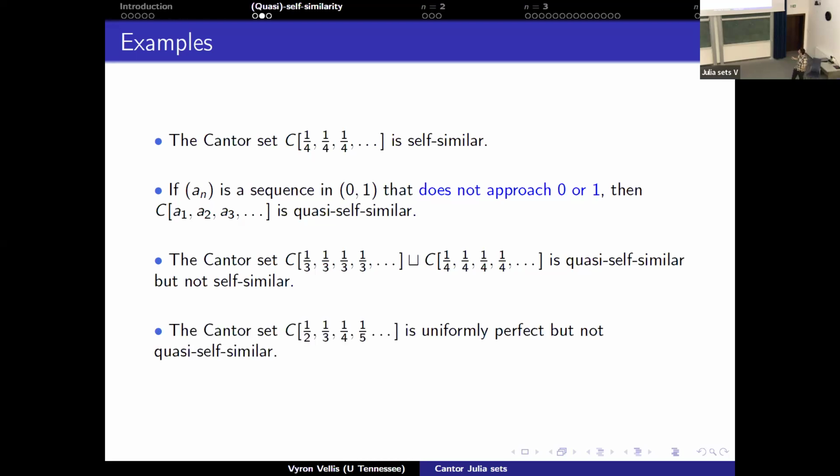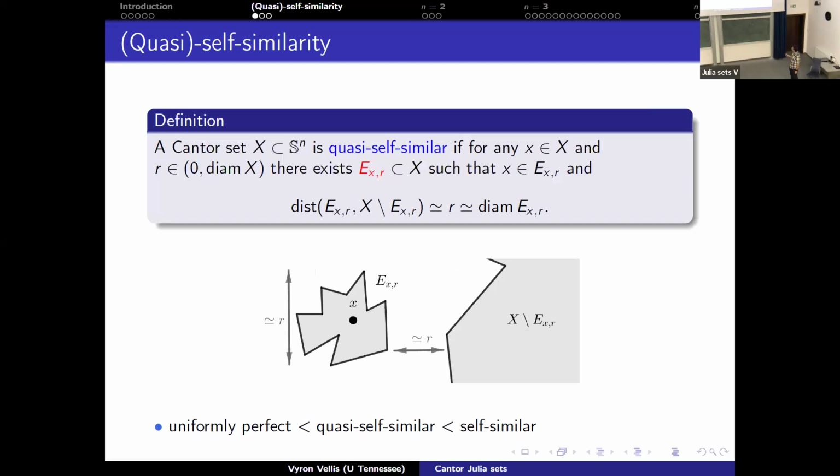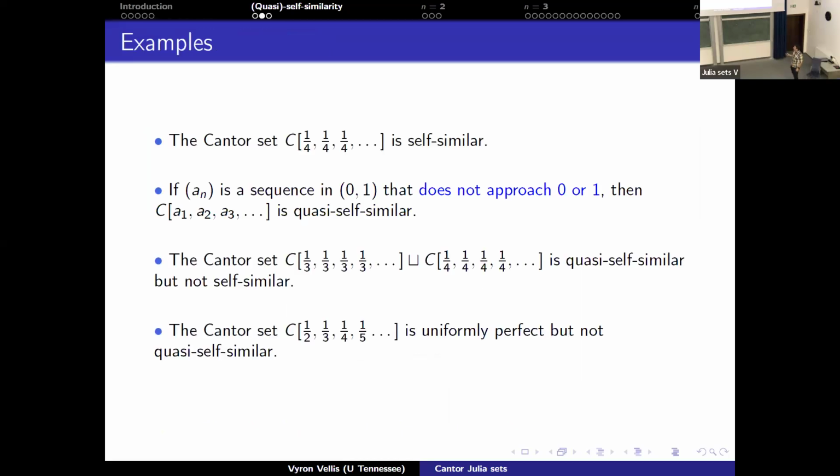Next, here we have an example where we remove less and less, right? So in the first step, we remove the middle 1/2. In the second step, the middle 1/3. Then the third step, the middle 1/4, and so on and so forth. So I'm making the hole smaller and smaller. And what I violate here is this fact, right? I cannot find subsets at any scale whose distance from the rest is large. So this example here is uniformly perfect. The holes are small, but it is not quasi-self-similar.